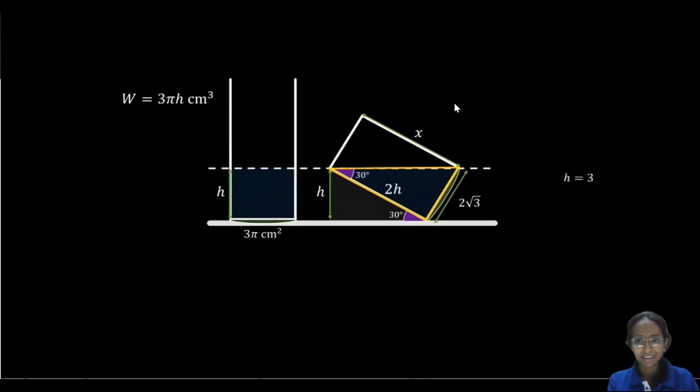So here we got our solution. We need the water filled in the cylinder, that is 3 pi h, that is 3 pi into 3, so the answer is 9 pi. That is our option A, which is 9 pi.